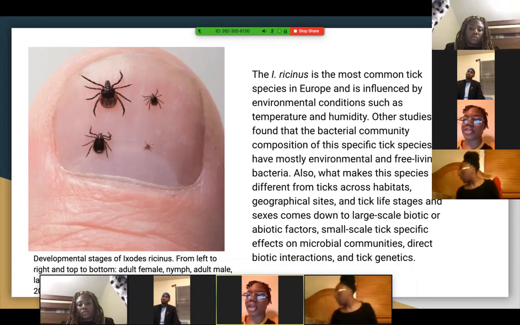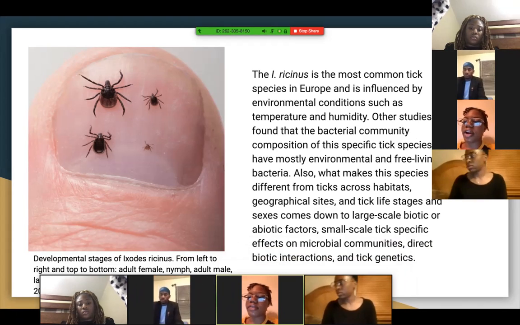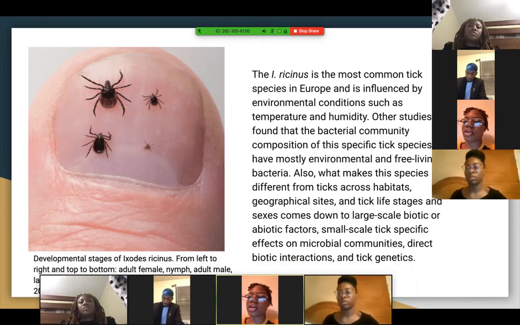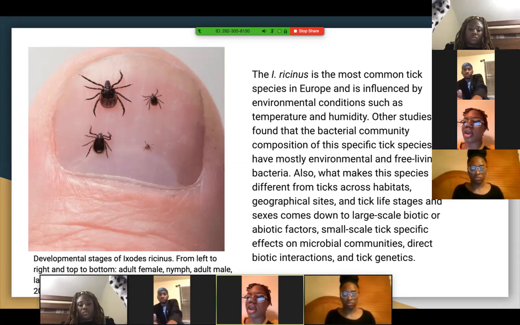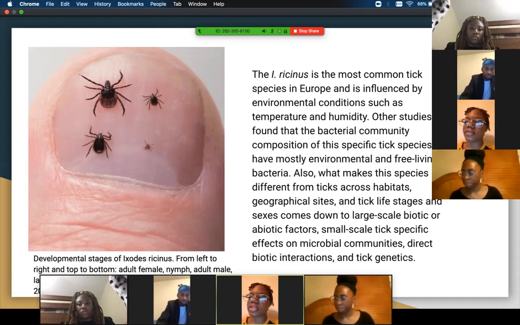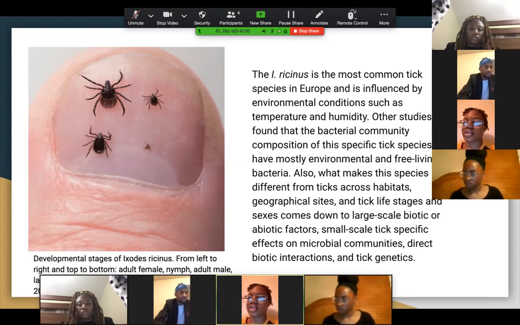Other studies found that the bacterial community composition of this specific tick species is mostly environmental and free-living bacteria. Also, what makes this species different from other ticks across habitats, geographical sites, and tick life stages and sexes comes down to large-scale biotic or abiotic factors, where biotic factors are living things that exist in the ecosystem, while abiotic factors are non-living things that influence the ecosystem, as well as small-scale tick-specific effects on microbial communities, direct biotic interactions, and tick genetics.